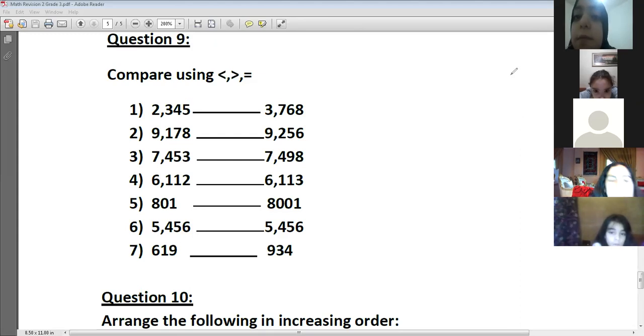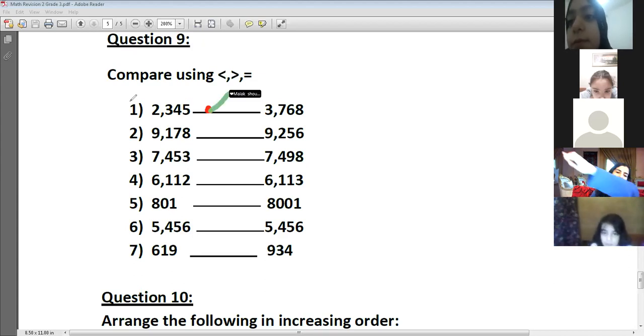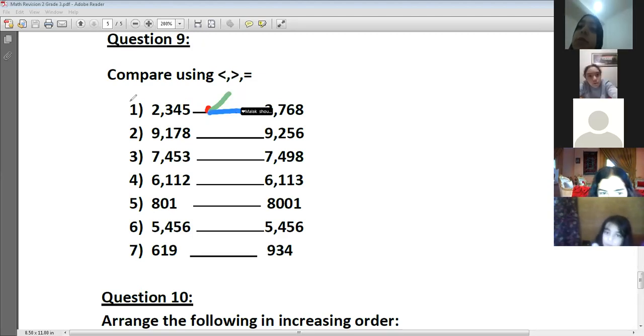Yalla Malak, the first one, compare using smaller than, greater than, and equal. Yeah, the first one. Yalla Malak, the first one. Excellent. You put a dot beside the smaller number. And now open the mouth of the alligator. Excellent, Malak.